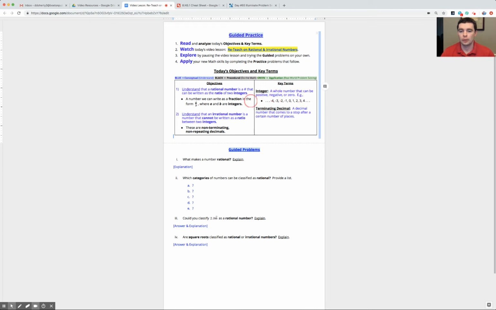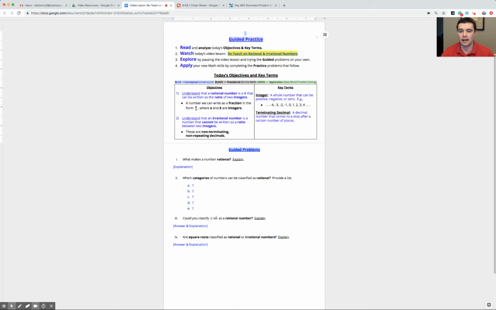One thing that we're going to be realizing by the end of today is that the irrational numbers, the only type of numbers that cannot be written as the ratio of two integers, are non-terminating. That means the decimal never stops. And they're non-repeating. If they have a pattern, or if they're terminating decimals, we can always write them as a fraction. So let's take a look at the guided problems for today.